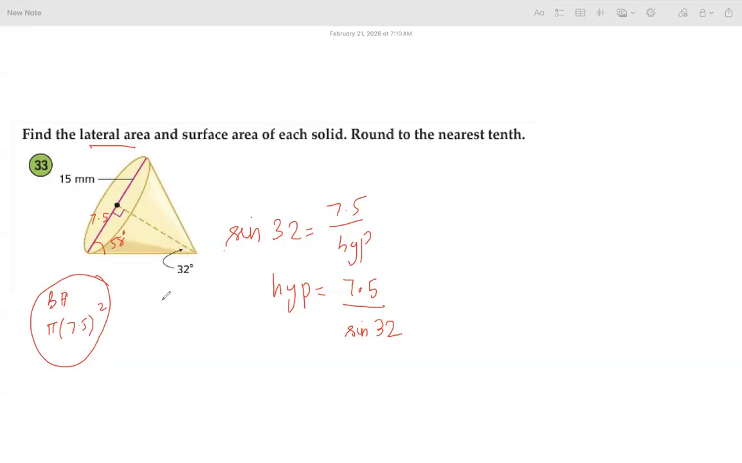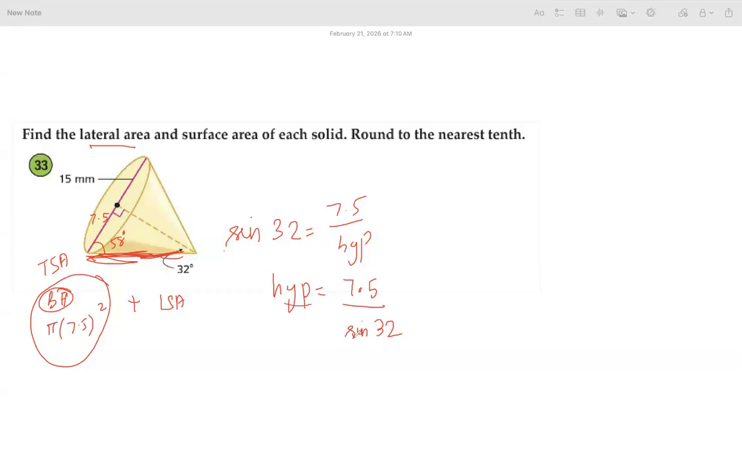Meaning that's not the lateral area. Lateral surface area we need to find. This is a part of total surface area, base area plus lateral surface area. What is the lateral surface area? For that you need to find the hypotenuse, right? Yeah, like use trigonometry, trig values, to find out.